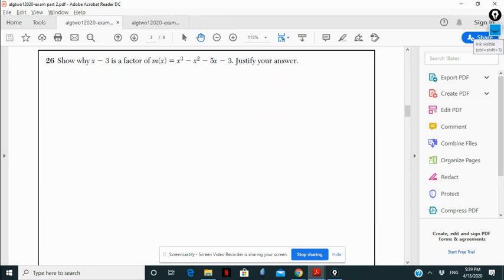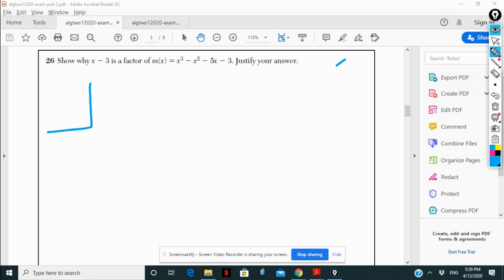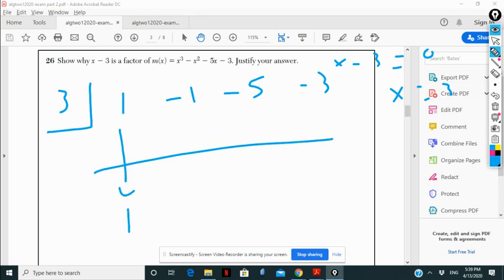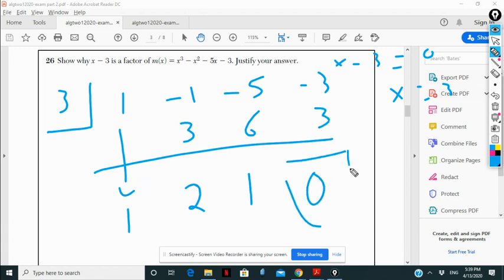Question number 26. Show that x minus 3 is a factor. I have many ways. The first way, I can use synthetic division. So here, x minus 3 equal to 0, so my divisor x equal to 3. So here's 3. The coefficients 1, negative 1, negative 5, negative 3. The first one goes down, 1. 1 times 3 is 3. Negative 1 plus 3 is 2. 2 times 3 is 6. Negative 5 plus 6 is 1. 1 times 3 is 3, giving me 0, so 0 remainder.